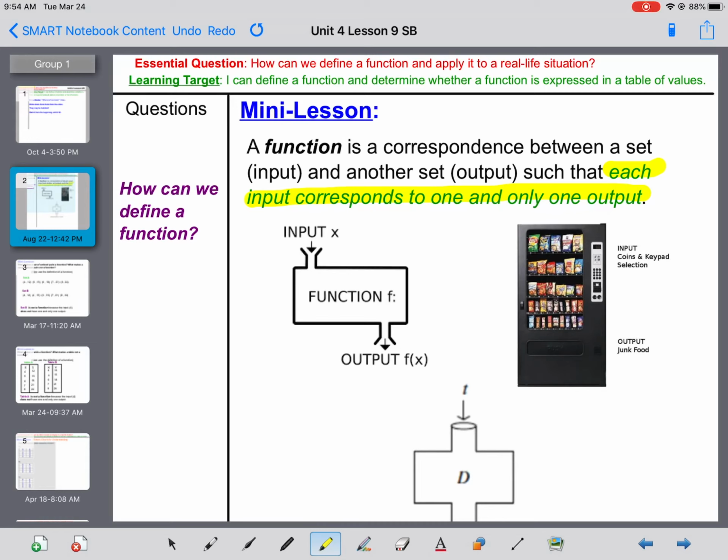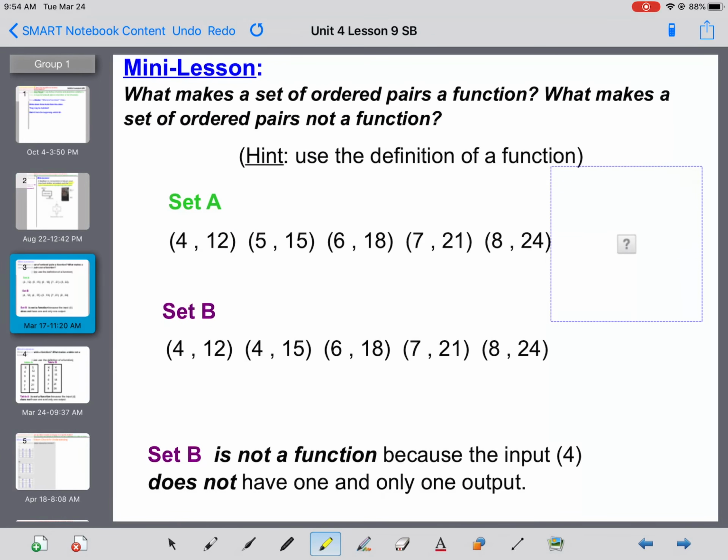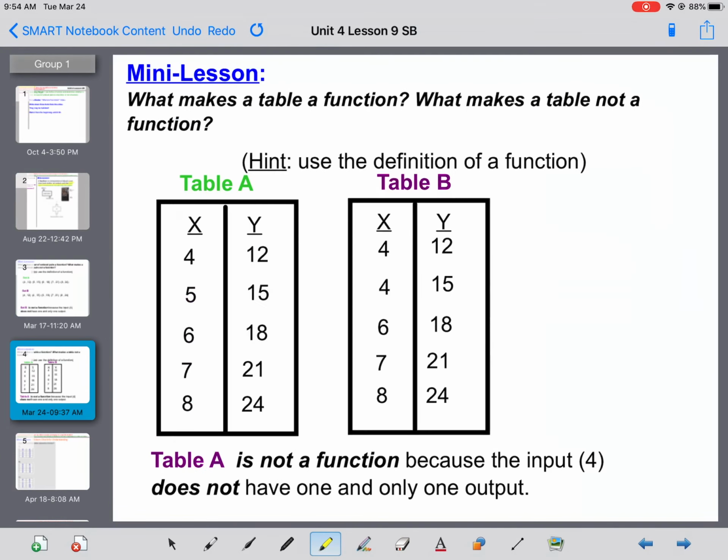All right, and now let's take a look at 2 different types of functions, or how we can possibly see functions. The first way, we're going to be looking at a table. Okay, so the question in our question section, what makes a table a function? What makes a table not a function?